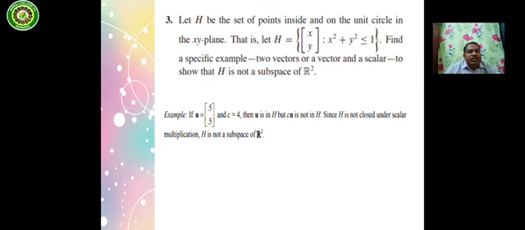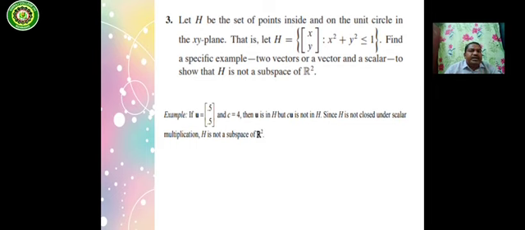So we will take u value 0.5, 0.5 and c value 4. So we find c into u. What is the c into u value? 0.5, 0.5 times 4 gives 2, 2. So we get 2 square plus 2 square, which means 4. So 4 is not less than or equal to 1.